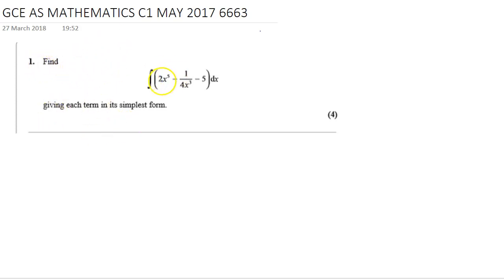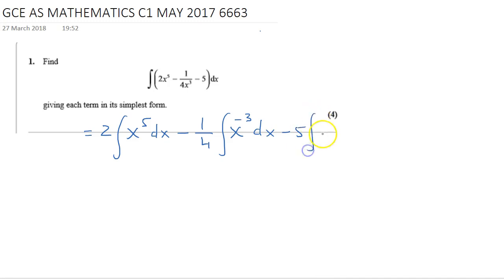Question number 1 is: find the integral of 2x to the power 5 minus 1 over 4x cubed minus 5 dx, in the simplest form. So this is equal to 2 integral x to the power 5 dx, minus 1 over 4 integral, this is x cubed, so it will be x to the power minus 3 dx, minus 5 integral 1 dx.